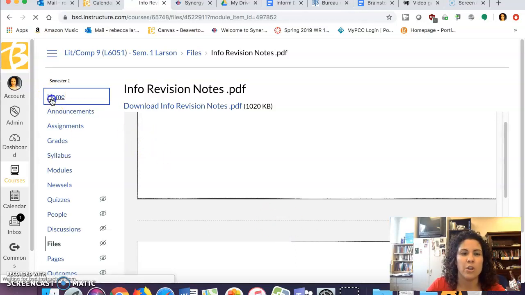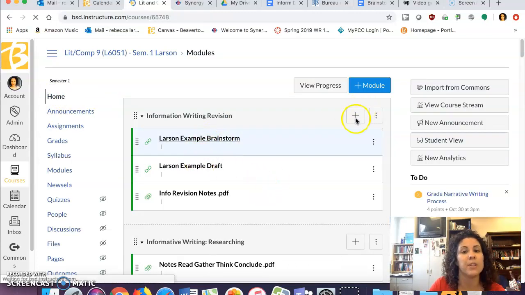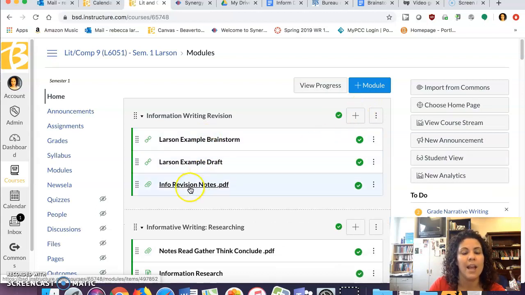So I just want to show you where things are here. If you go home, you will have my examples, my brainstorm, and my draft, and I will put the transition notes there for you as well. And my revision notes that we just went over are right there.